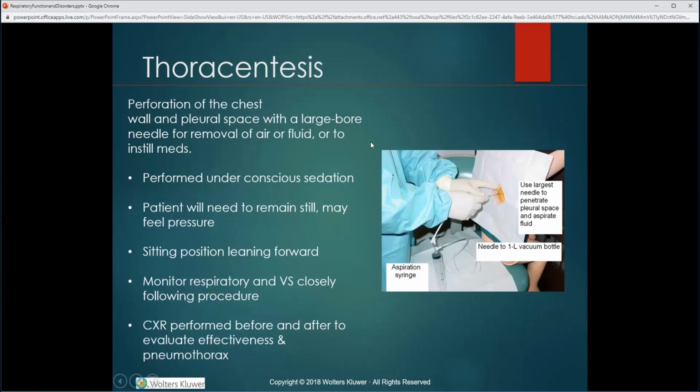So yeah, thoracentesis and chest tube insertion, they may go off the floor for it, but it can be done at the bedside. So you could be asked to assist with something like this. You're not doing the procedure once again, so you don't need to know which intercostal space to insert. What's going on with them is going to determine that.